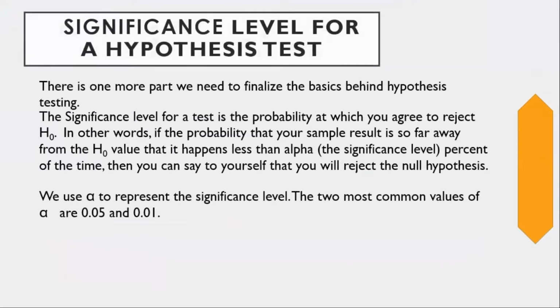The last sort of part to mention when we finalize this is the significance level. So the significance level for a test is the probability at which we accept or reject the null hypothesis, right? It's that decision line, right? How exceedingly rare does the observation, the statistic, need to be before we reject the null? It's usually represented with an alpha. And two common values you'll see used are 5% and 1%.